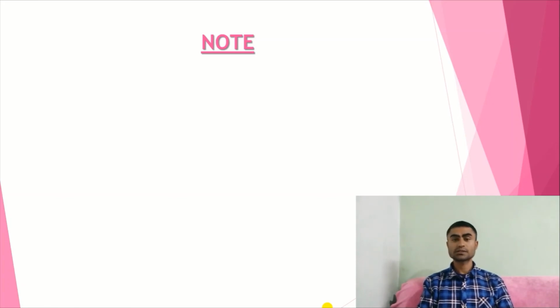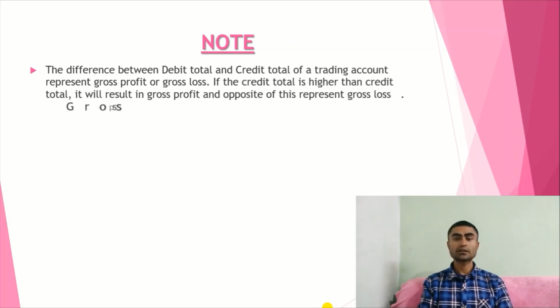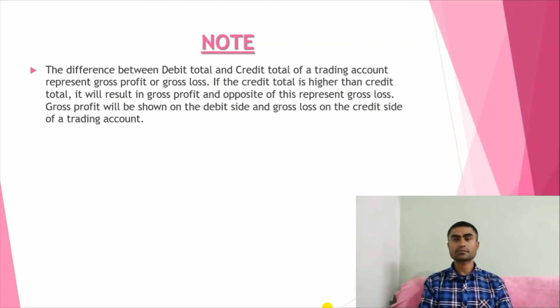Here are some notes and exercise. The notes are like that. The difference between the debit total and credit total of a trading account represents gross profit or gross loss. If the credit total is higher than debit total, then it will result in gross profit. That means debit total is lesser than credit total, it results in profit, because there is more income than expenses.